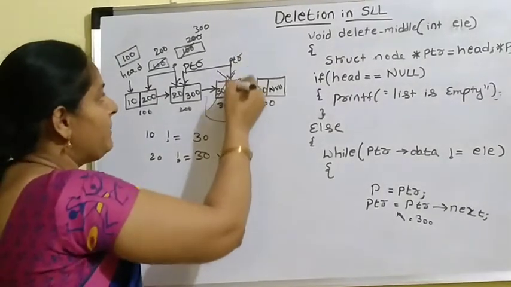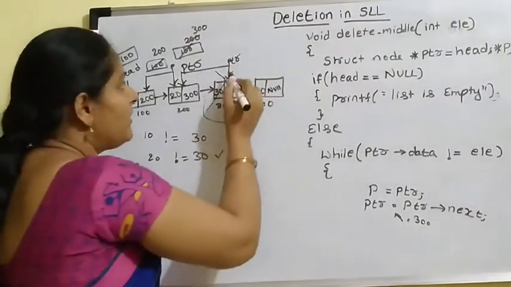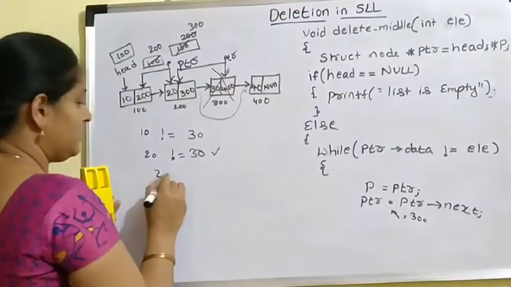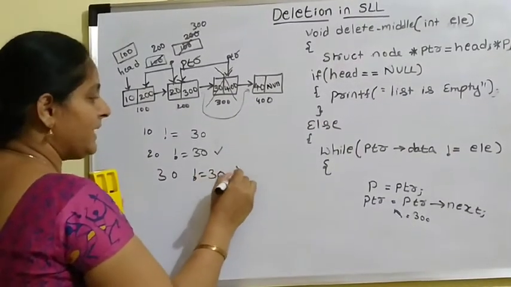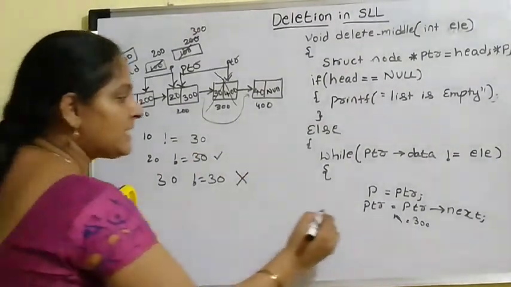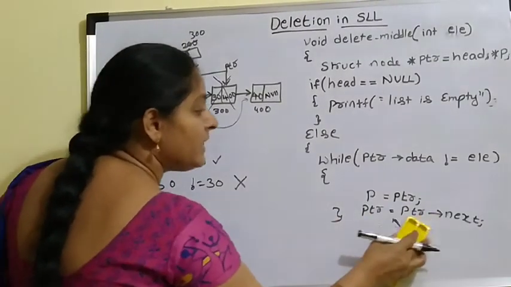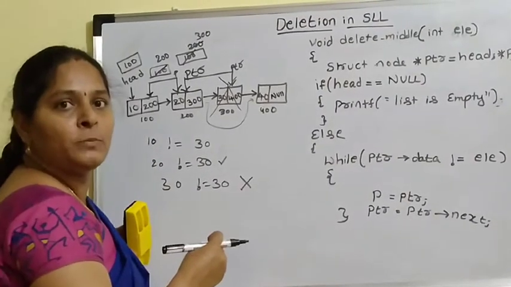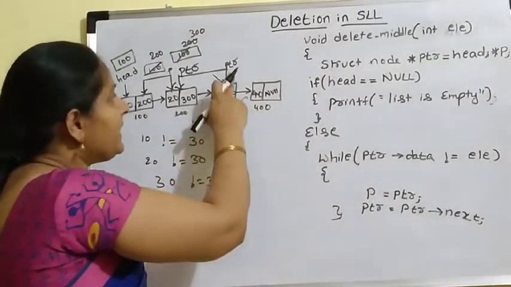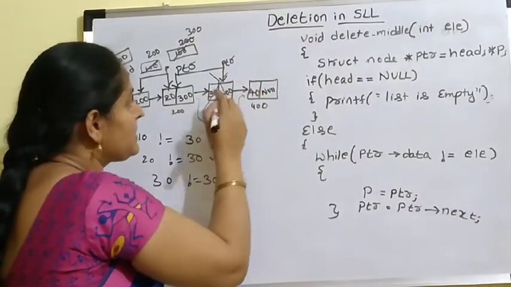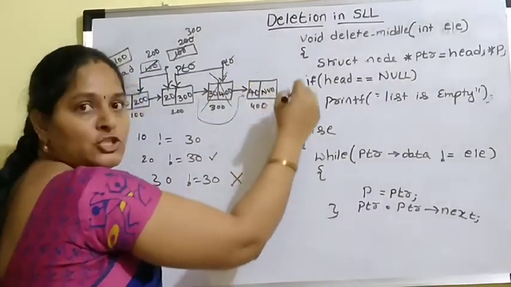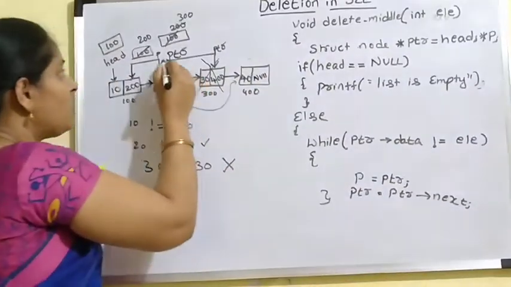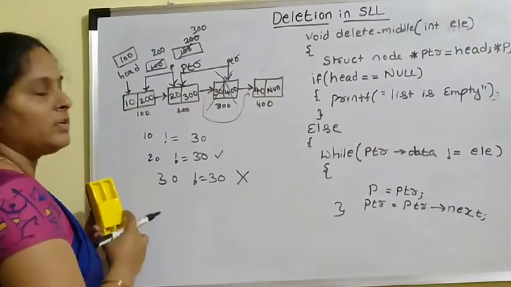Now verify your PTR. What is the PTR data? PTR data is 30, which is equal to 30, so here the condition failed. If this condition failed, it means we have reached the deleting node position. If you reach the deleting node position, what to do? We need to connect this PTR next. This is the PTR node and this is the PTR next node. So this PTR next node address we need to copy into the P next node.